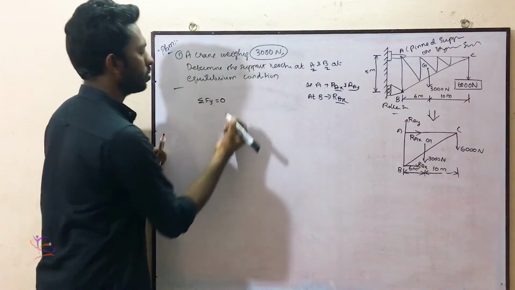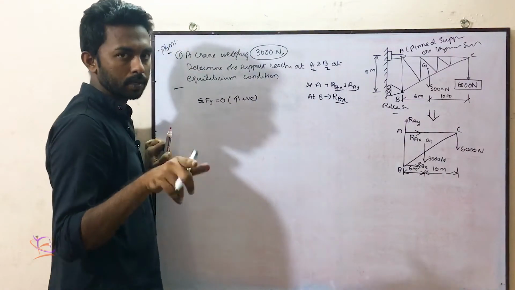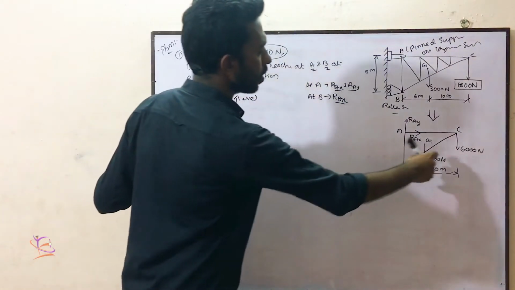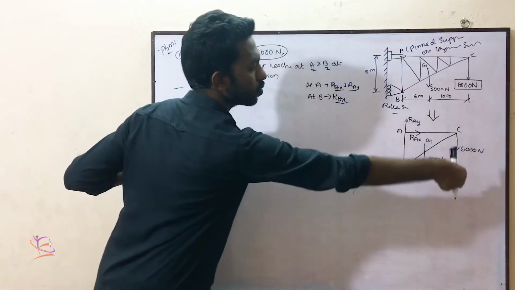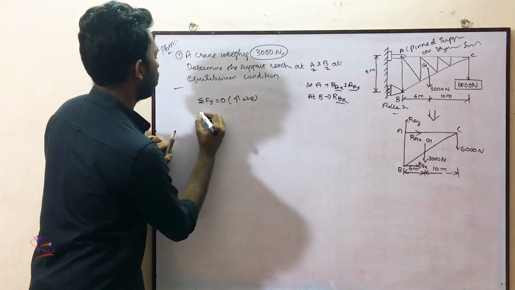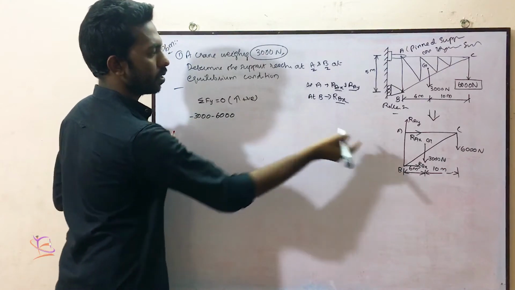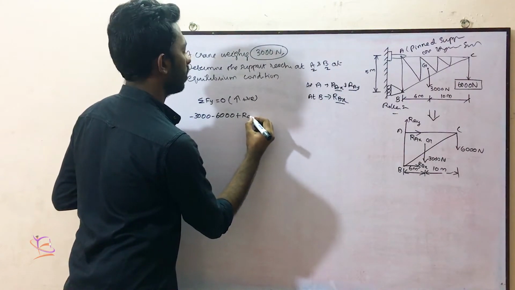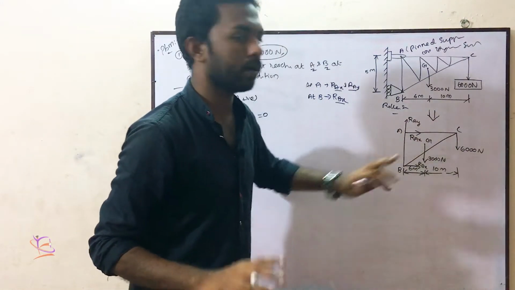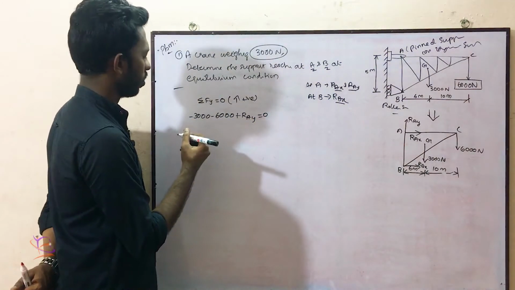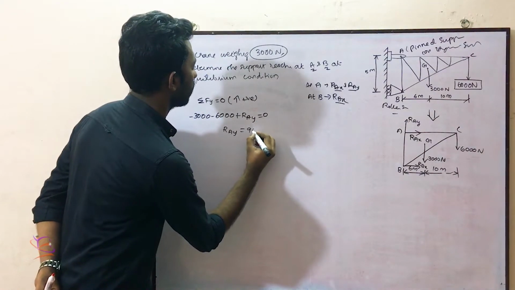So first of all, we can apply the condition. Summation Fy is equal to 0. At equilibrium condition, summation Fy is equal to 0. The upward is taken as positive, right? You can apply here. So what are the vertical forces? 3000, 6000 and RAY. That's it. So these two things are towards downward direction. So minus 3000 minus 6000. This is towards positive, plus RAY equal to 0. Correct? Only Y direction is taken. Right? Now RAY is equal to 9000 Newton.